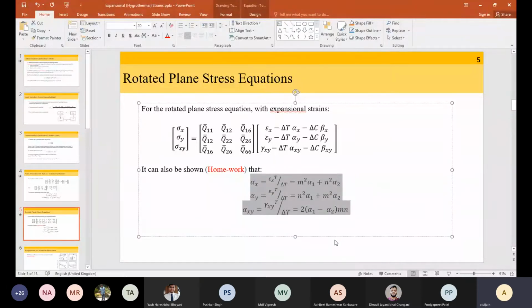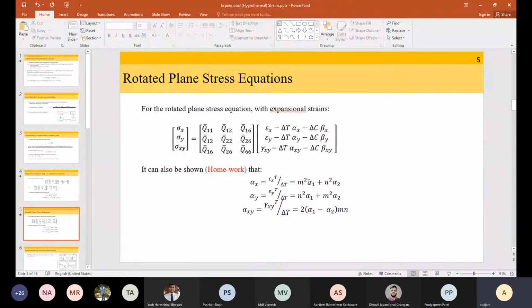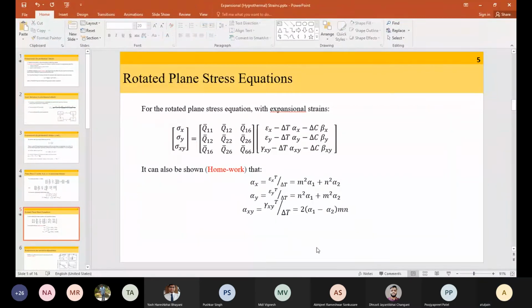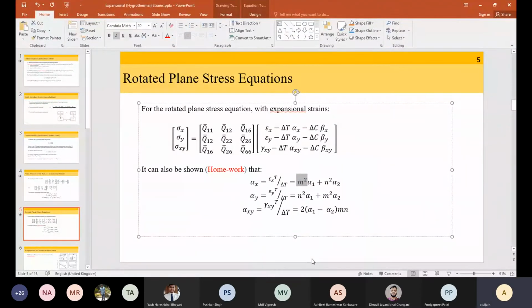This is the value of the coefficient of thermal expansion in different coordinate axis system if the value of the thermal expansion coefficients are provided in the orthotropic coordinate axis system. Similarly, you can find out how the hygroscopic expansion coefficients will vary as a function of the direction cosines. Keep in mind that unlike the elastic constants which had m to the power 4 dependence, these constants only have an m square dependence. Okay? Yes, sir.